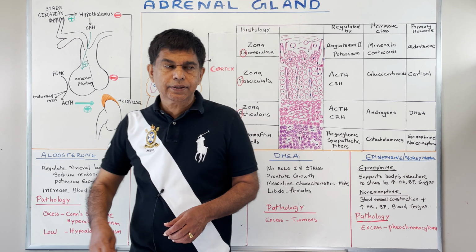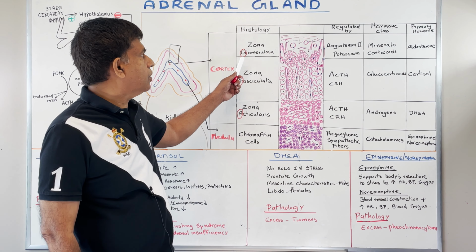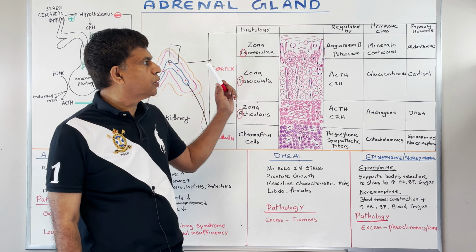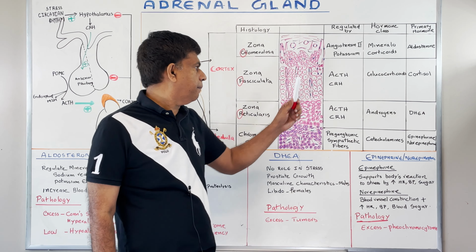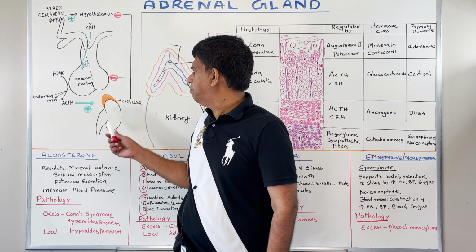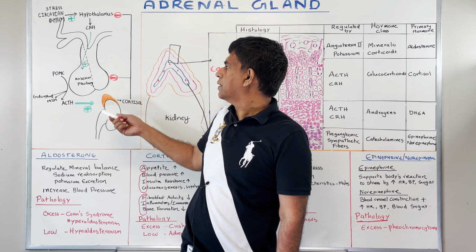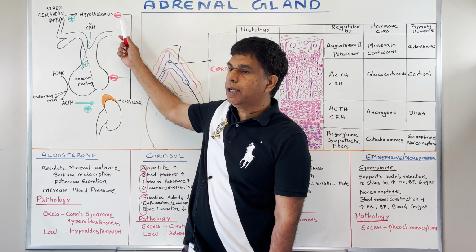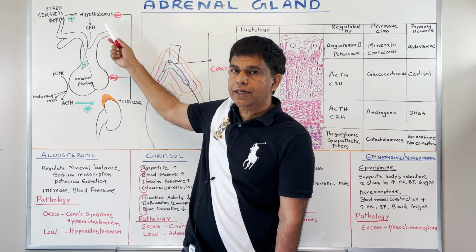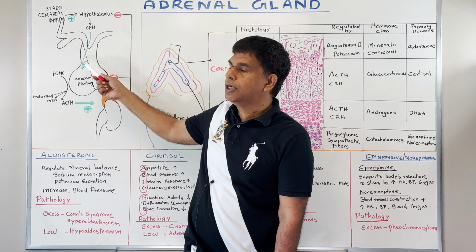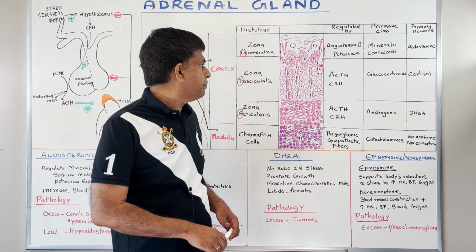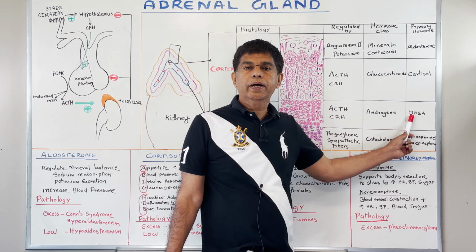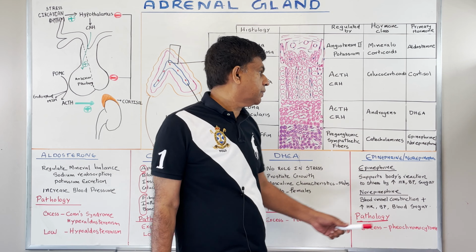Now, what does the ACTH do? It stimulates zona glomerulosa, and it produces aldosterone. It stimulates zona fasciculata, which produces cortisol. And cortisol has the big negative feedback over here. If there is increased cortisol, the hypothalamus gets inhibited, so less CRH and less ACTH. That's a normal mechanism. It also stimulates zona reticularis, which produces dehydroepiandrosterone.